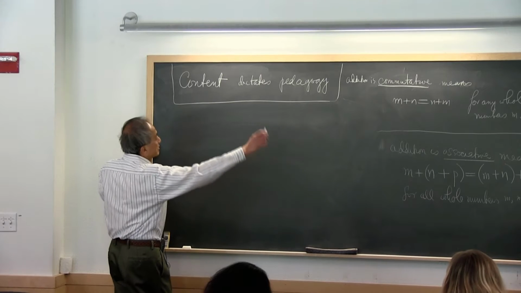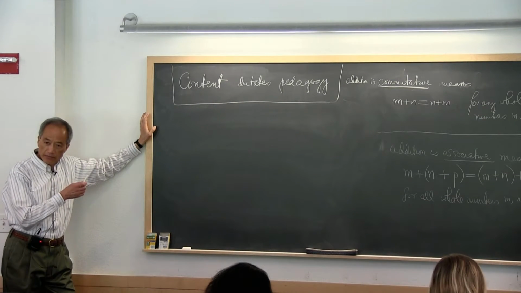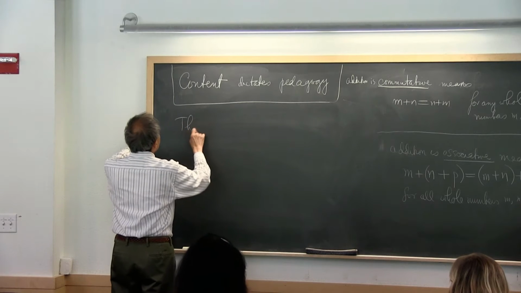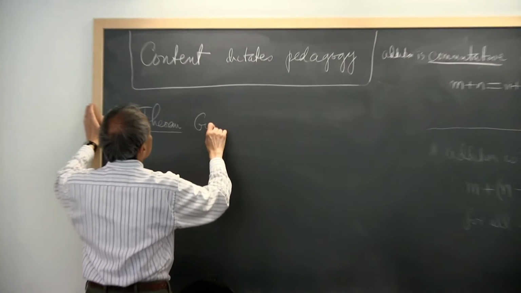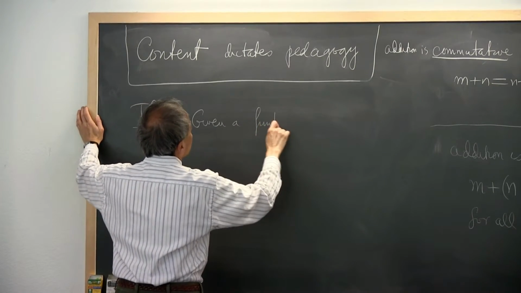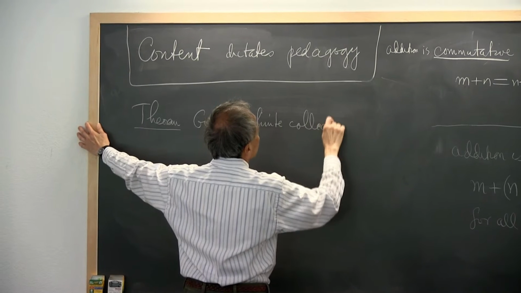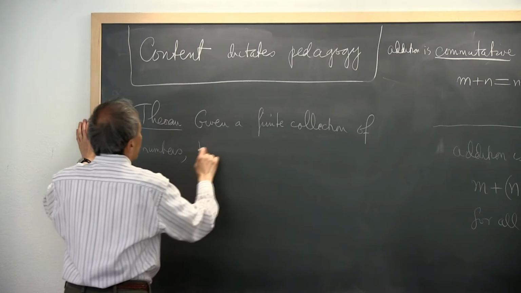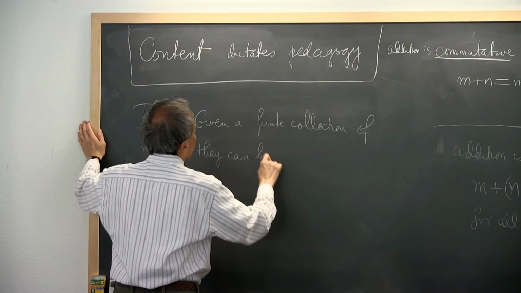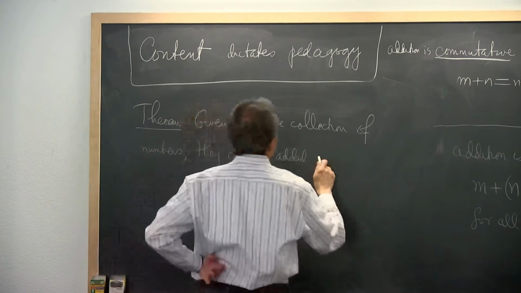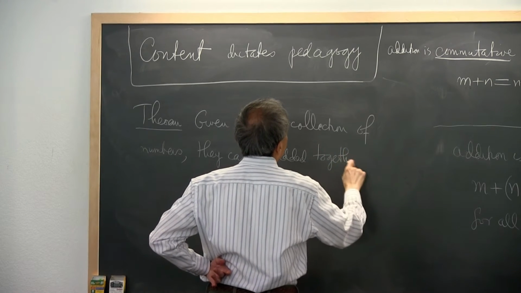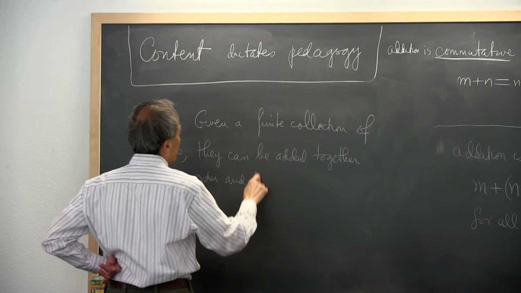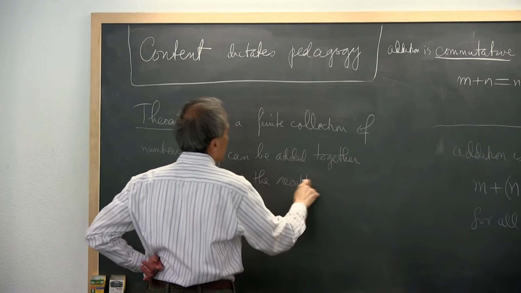The consequence of the commutative and associative laws of addition leads to the following fact, which we call a theorem, which is the statement that given a finite collection of numbers, they can be added together in any order, and the result will be the same.